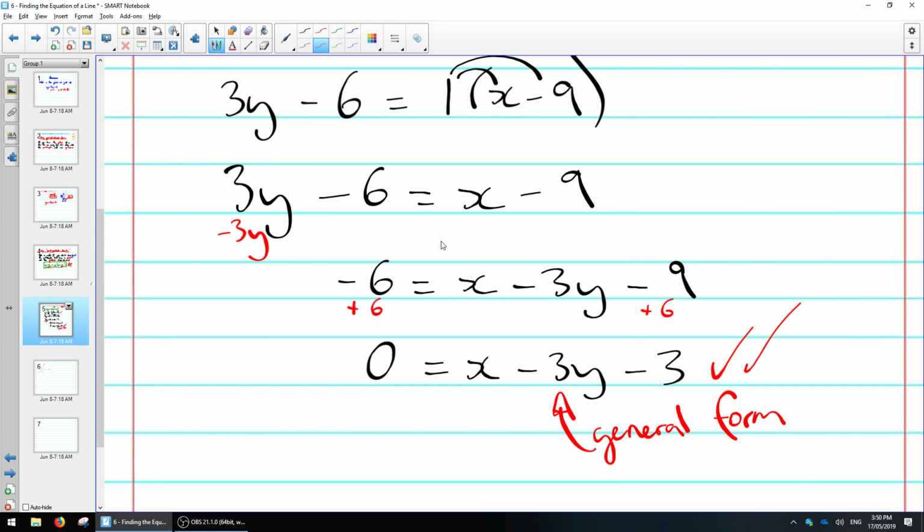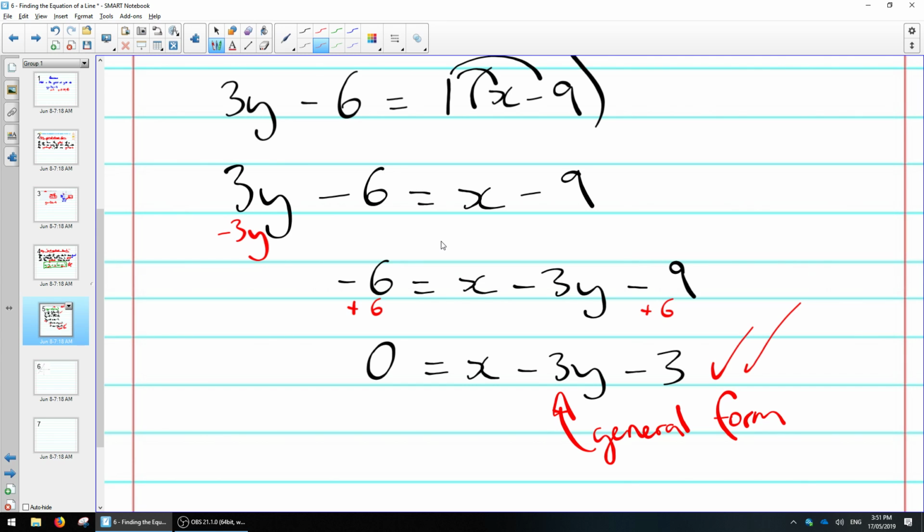Basically, there are two ways we represent the equation of a line: y equals mx plus b, the gradient intercept form that we were talking about the other day and today, and then also this general form where we have 0 equals something x plus or minus something y plus or minus a constant. There's your answer. We won't talk about that too much, but you can get to there if you want.